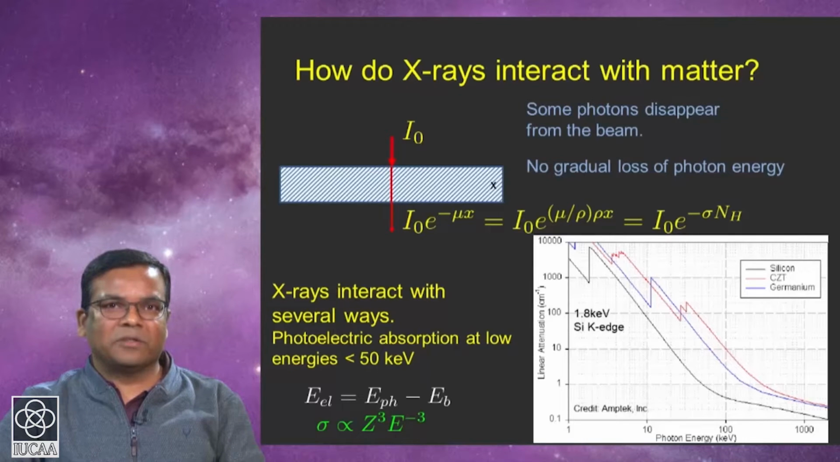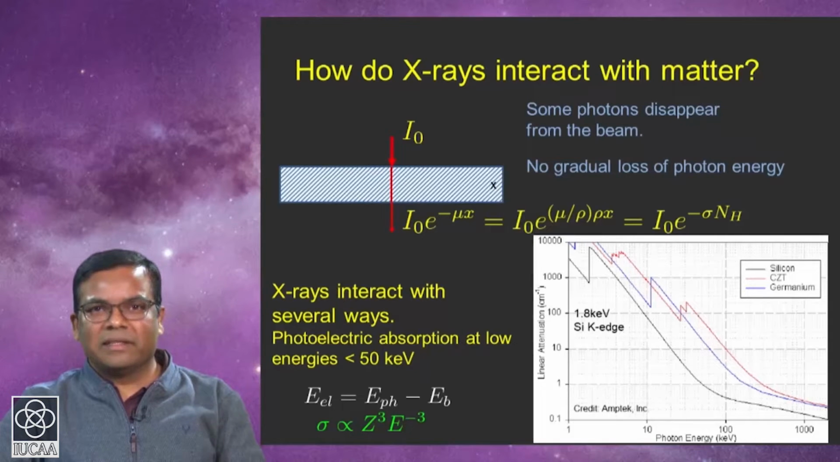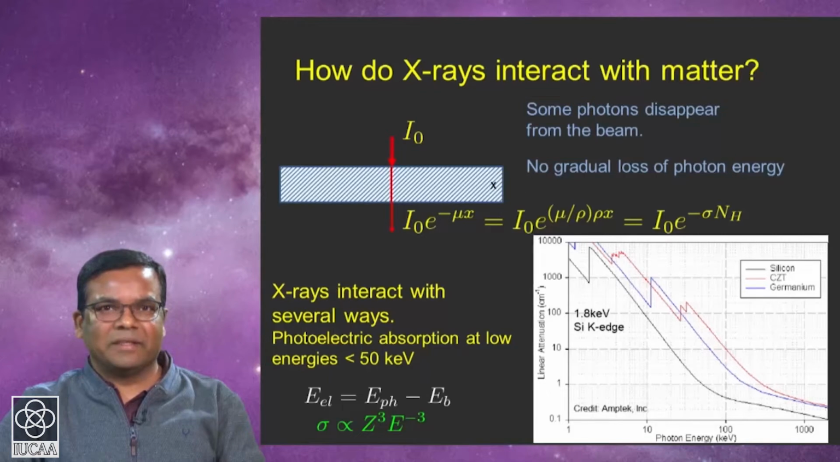So, intensity has reduced by this factor e to the power minus mu x, where x is the thickness of this slab and mu is the absorption coefficient. If you are talking about interaction of X-rays with solid material, we usually talk in terms of the densities and thickness in terms of gram per centimeter square, and then the absorption coefficient becomes the mass absorption coefficient.